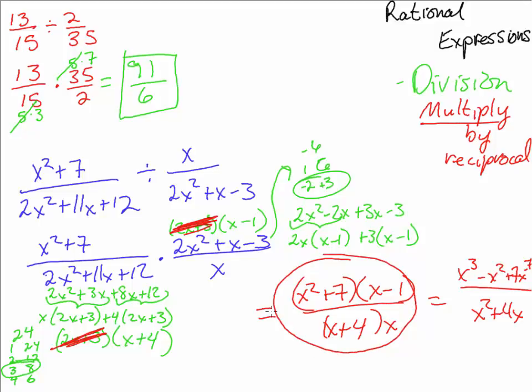Alrighty, and there's division. So we have simplification, multiplication, and division of rational expressions. And again, that rational comes from the word ratio, which means fractions, polynomials with fractions.